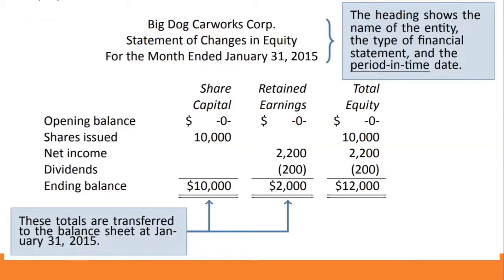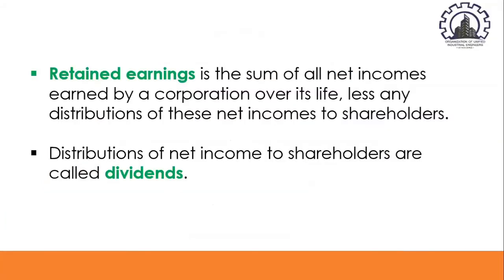As you can notice, share capital and retained earnings balances at January 1 are zero, right? Now, this is because the corporation started the business on that date. And during January, share capital of $10,000 was issued to shareholders. So the January 31st balance is $10,000. Now, if we say retained earnings, this is the sum of all net incomes earned by a corporation over its life.